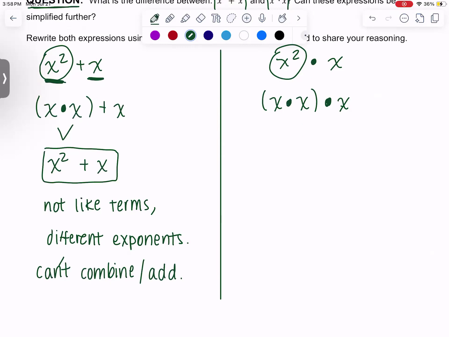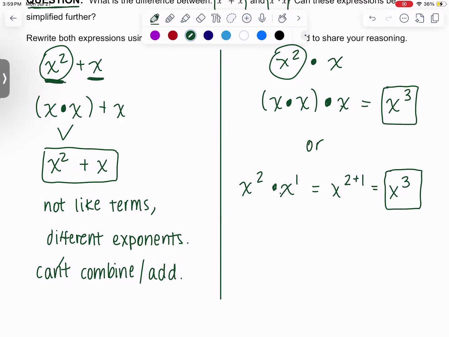The next one, though, x squared times x: x times x was x squared, so x times x times x would be x cubed, or x to the power of 3. Or you could have thought of it as x squared times x to the first power. And when you're multiplying, only the bases need to be the same, and you can add the exponents. So x to the 2 plus 1. So this was simplified to one term.